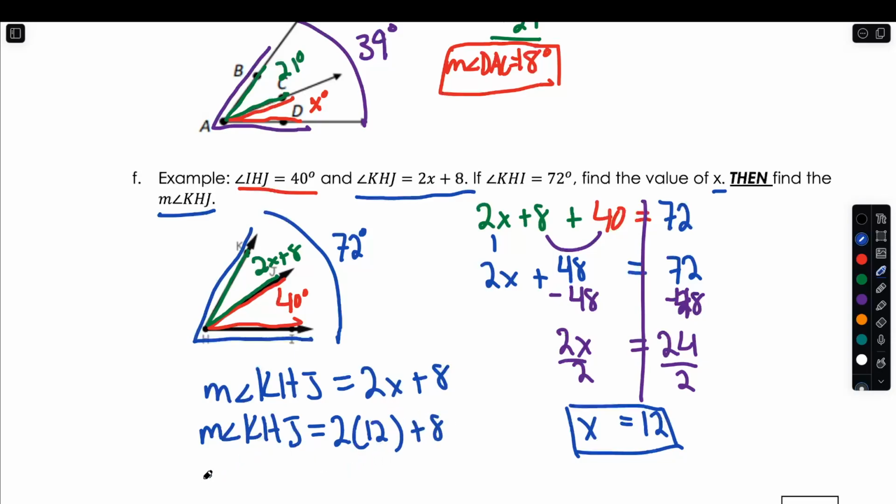We keep working it from there. 2 times 12 is 24. So the measure of angle KHJ is equal to 32. And there you have it, folks. That is angle addition postulate.